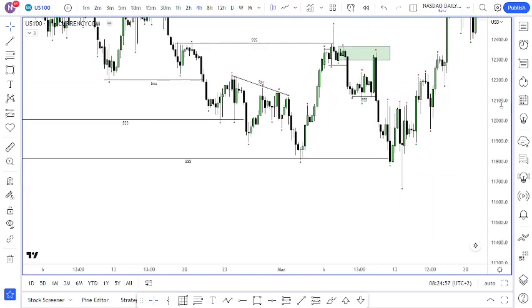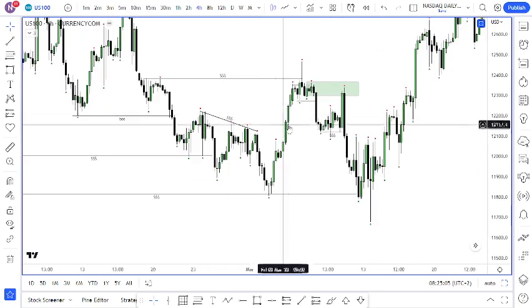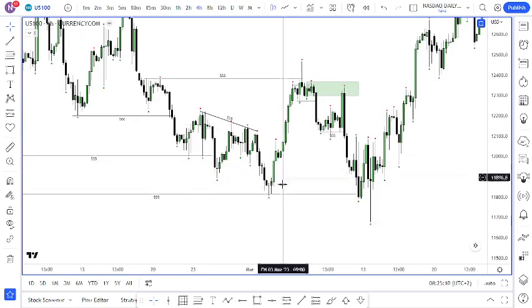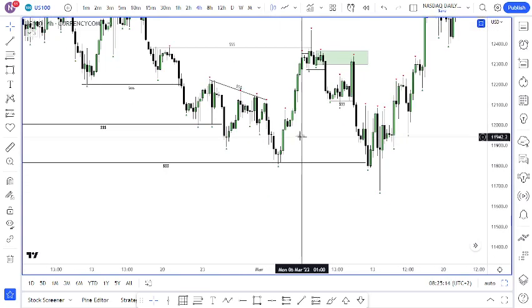And this is a valid change of character, because here we have bearish structure, low, lower low, and then we break these highs. So we break higher. This would have been a reasonably valid area to look at for buys.